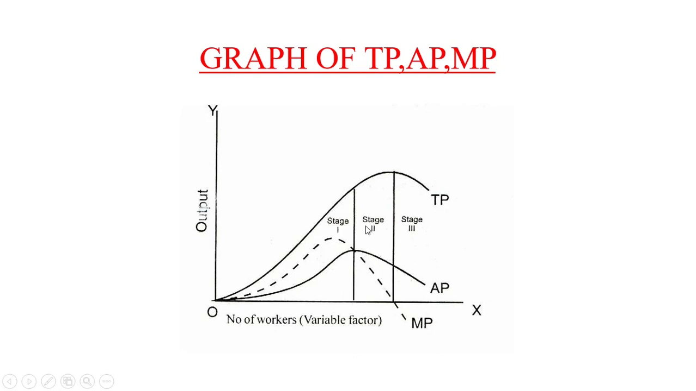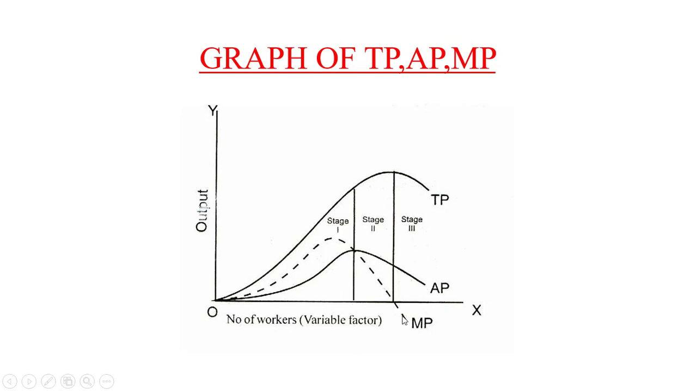So this is stage 2. When TP is increasing but at a diminishing rate, then average product decreases, and marginal product also decreases. Okay, so this is the second stage, and from this point you can see the TP is going down, right? When the TP is falling, the average product is also falling, and the marginal product, from this point it is going down below zero. That means MP is becoming negative.